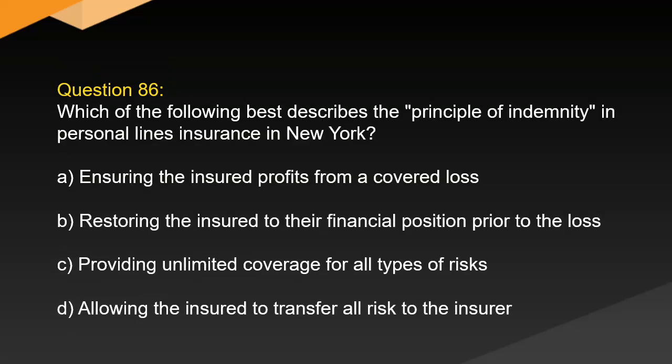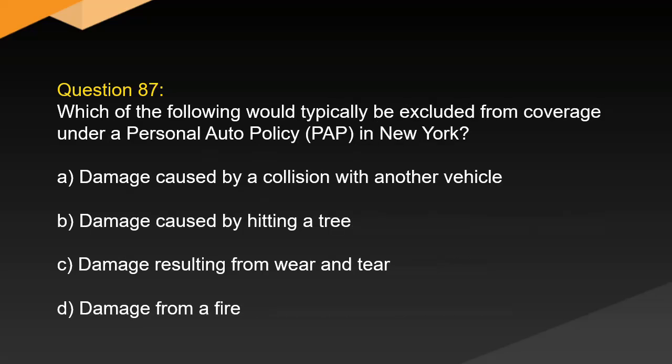Question 86. Which of the following best describes the principle of indemnity in personal lines insurance in New York? A. Insuring the insured profits from a covered loss. B. Restoring the insured to their financial position prior to the loss. C. Providing unlimited coverage for all types of risks. D. Allowing the insured to transfer all risk to the insurer.